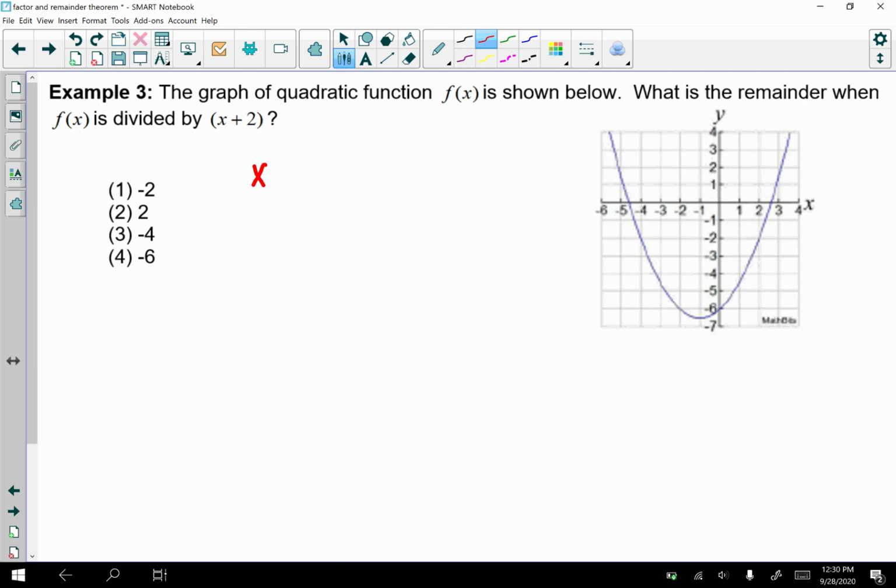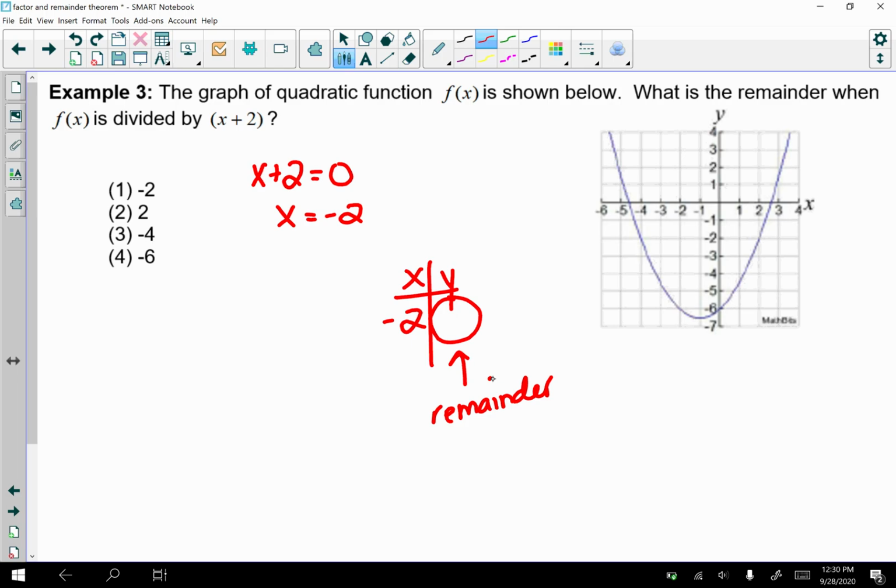So I'm going to take my divisor of x plus 2, set it equal to 0. I get negative 2. If I were to have an equation, I would go to my calculator, go to the y equals, and then go to my table. When x is negative 2, whatever y is, that's my remainder. Instead of a table this time, I have a graph. So I'm going to go to -2 on my graph and find that point. That's the point -2, -6. So if it was in a table, it would look like this. So your y value is your remainder. So my answer should be choice 4.